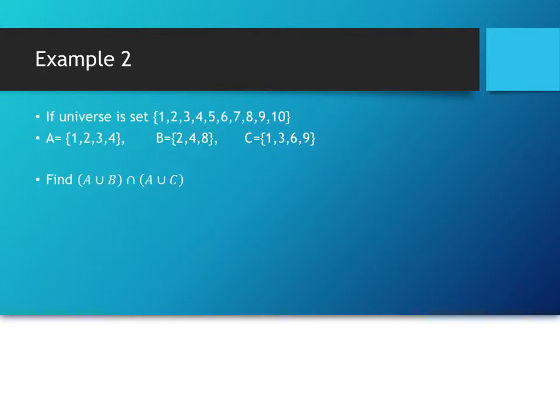All right, so here's what I want you to do. We're not going to look at a general rule from this, but I want you to take the following three sets, A, B, and C, and the universe is going to be, again, the numbers 1 through 10. And I want you to find A union B intersect A union C and see what you get. So push pause on the video and do it, and then come back and see if you got the right answer.